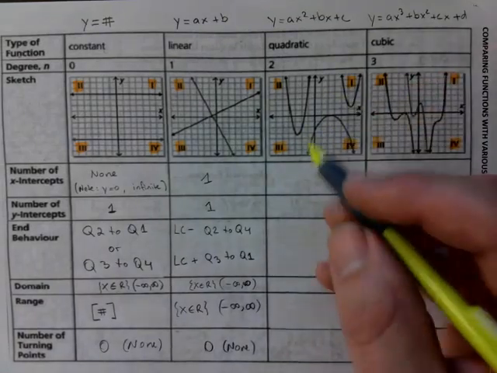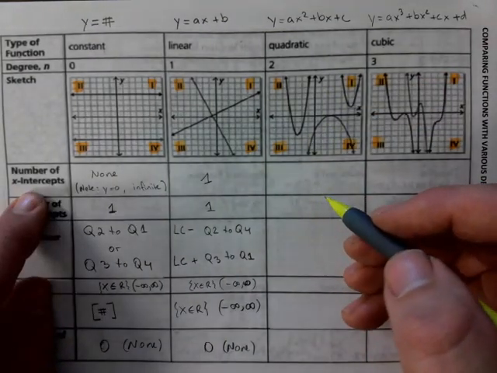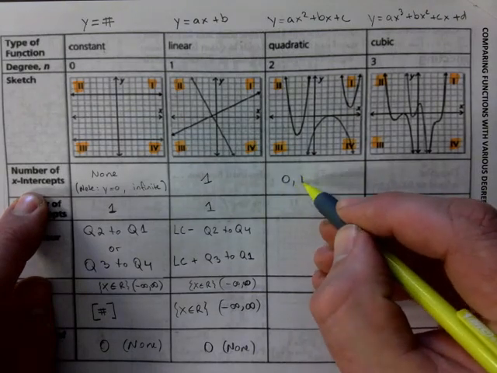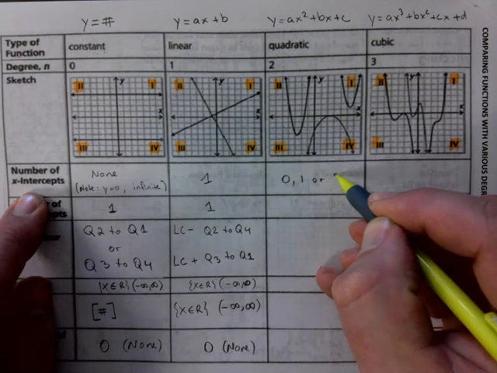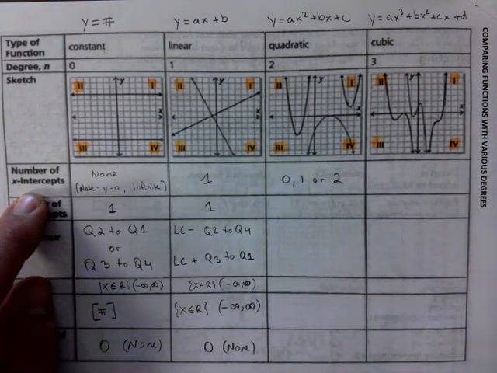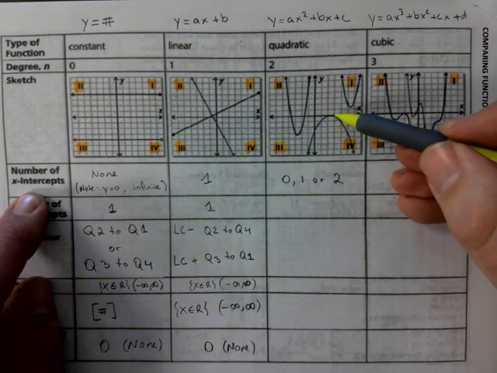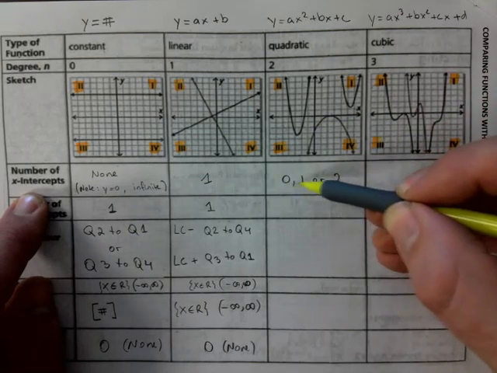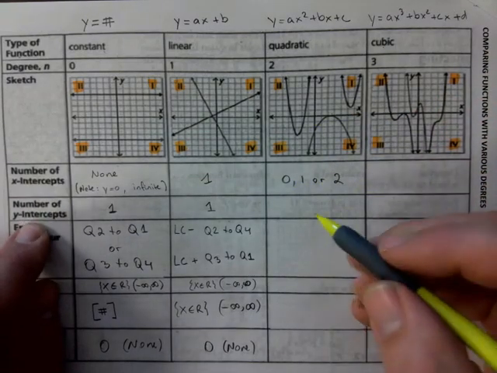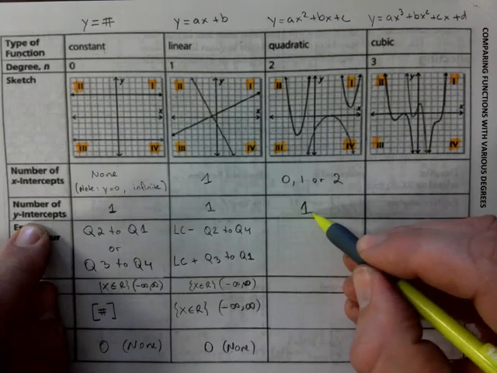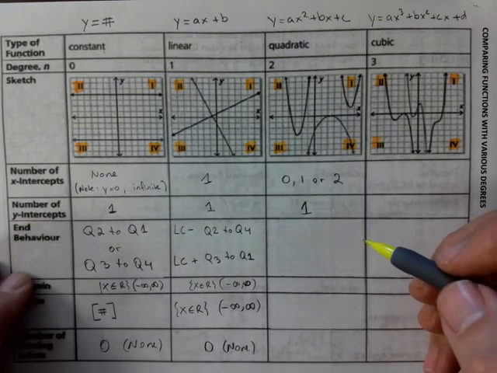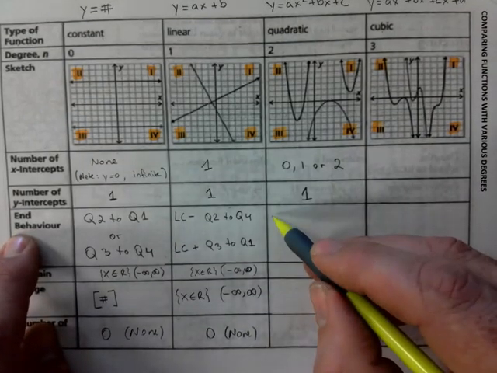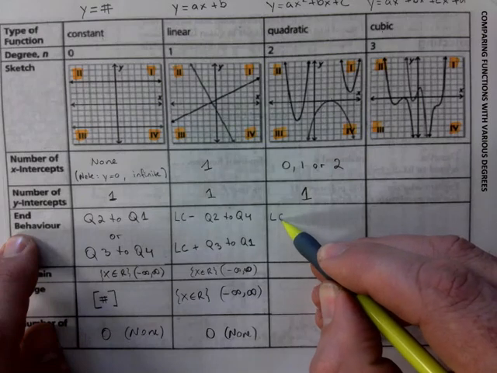And quadratic, number of x-intercepts, the answer is it could have 0, 1, or 2 x-intercepts. This goes back to grade 11, right? So 1 right there, none, and this one has 2, right? So that's one thing I need you to know. Number of y-intercepts is always 1.